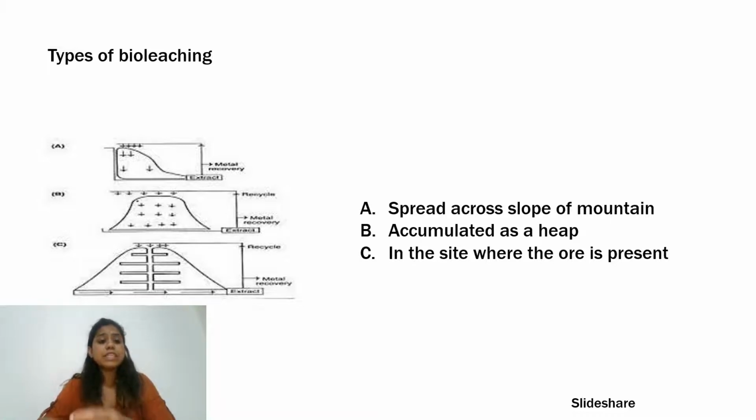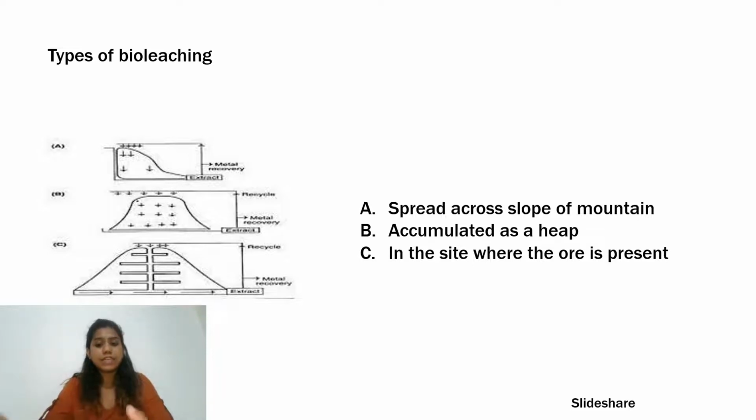The other process is the in situ bioleaching. This is a process where instead of artificially layering it like a slope or as a heap, the ore is left in the place where it is, but the microorganism is added inside the place where the metal ore is present in a very systematic way. Like you can see, a step-like fashion is created, and the microorganism is added inside this. So whatever extraction happens will happen inside too.